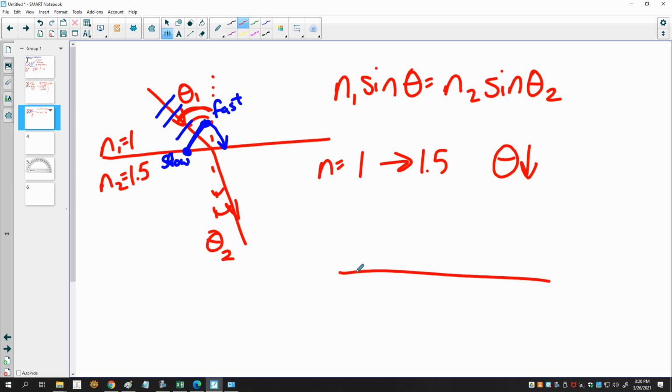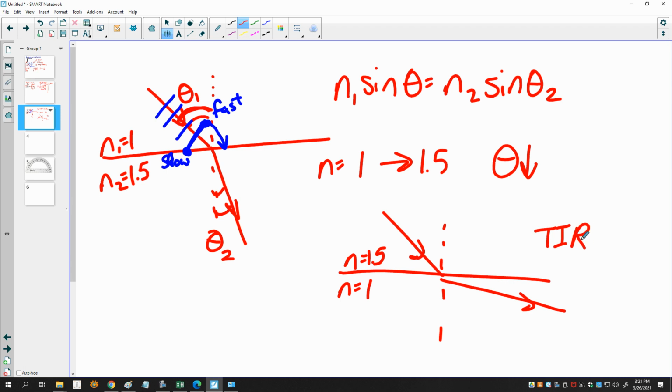So if I'm moving from n equal 1.5 to n equal 1 or some other decreasing value, the light ray comes in here and it moves in this direction. By the way, this is the scenario where I have total internal reflection. If this angle theta 1 gets to be big enough, that would be the critical angle, which would cause total internal reflection.